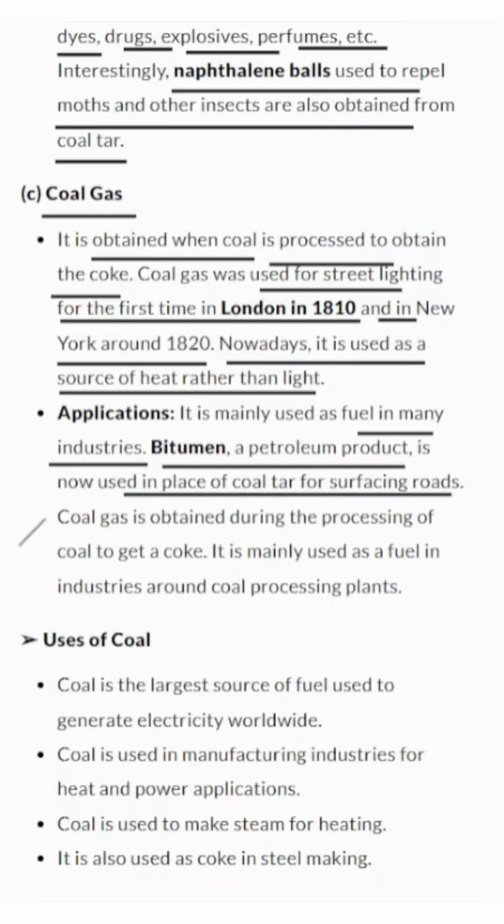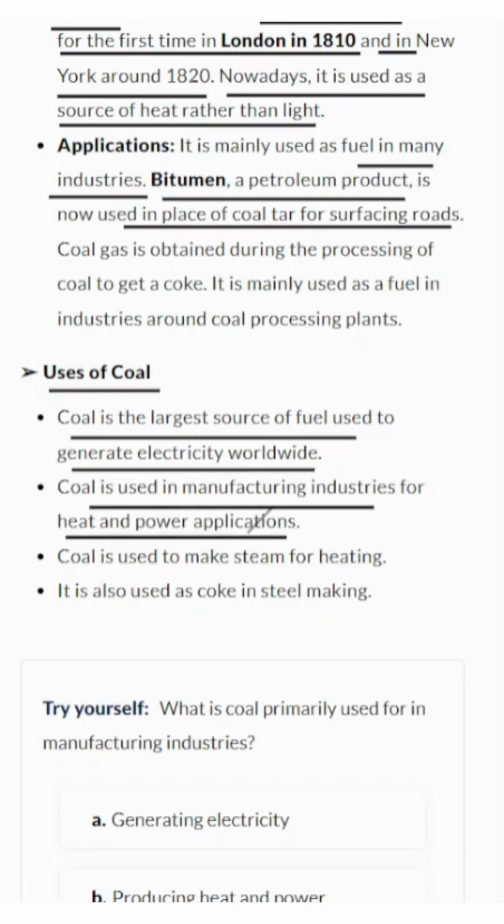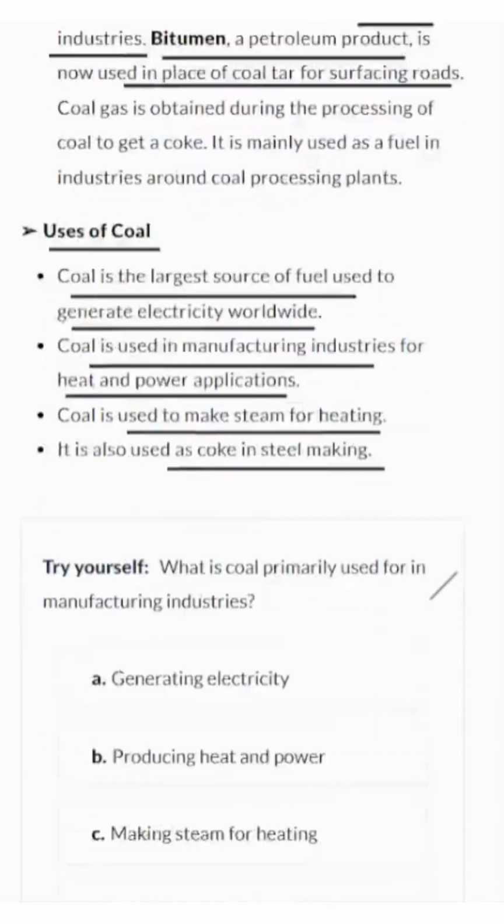General uses of coal. Beyond these specific products, coal has broader applications as well. Coal is a major source of fuel for generating electricity on a global scale. It's used extensively in manufacturing industries for heat and power applications. Coal is also employed to produce steam, which is used for heating purposes. In the steel industry, coal takes on a new role as coke, contributing to the production of this essential material.